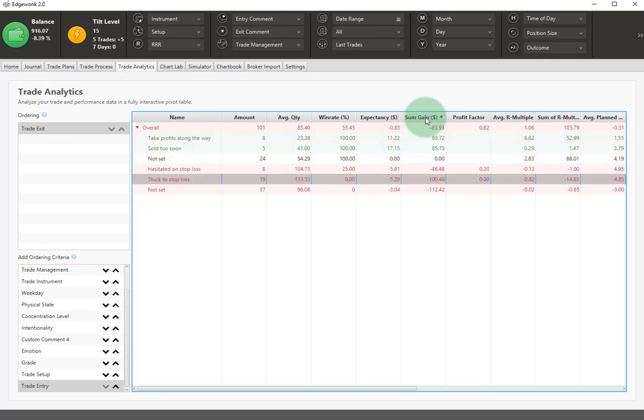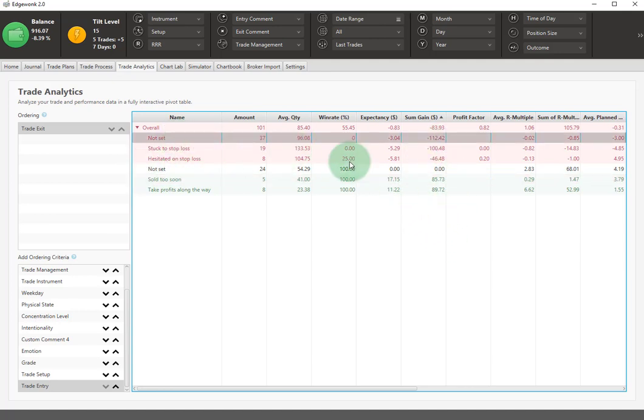The first step is that we always order it by the sum of the gain because we want to look for outliers. Outliers are usually the best way to start for performance improvement. So whenever you see that there is a big outlier, then try to work on it. And you can see the trades where he did not set his trade exit, those are the big losses. So it's really recommended that he focuses on looking into those trades a little bit more in depth and is on top of his journaling game.